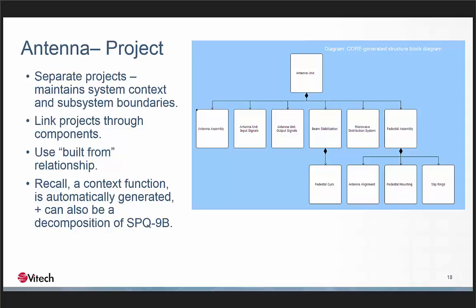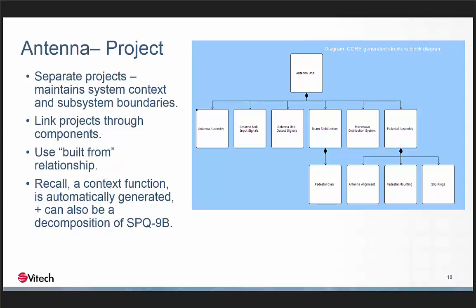We're going to use the built from relationship to show relationship from one component to another, just like you would in one project, but we're going to do it between projects, and that's part of the fundamentals of how to implement it. We're going to link these projects inside of Core because we can have a single repository that has multiple or many different sub-projects that are divided up, and it can be divided by geography, company, whatever your partitioning methodology requires you to do.